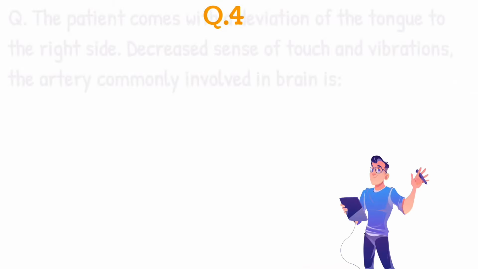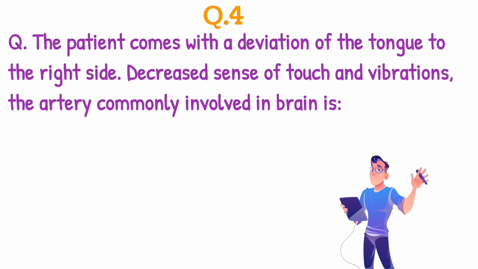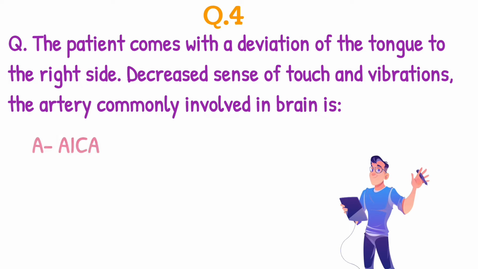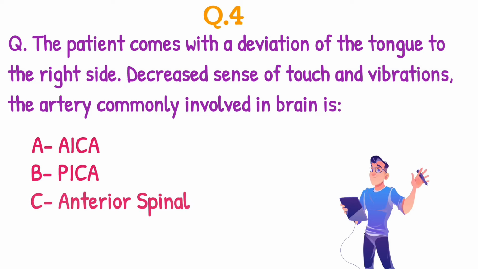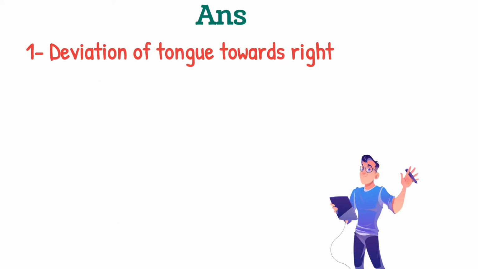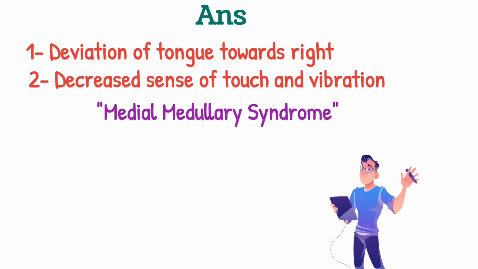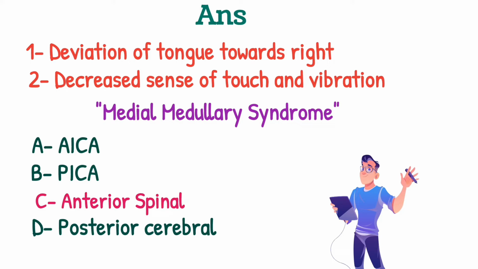Here comes the tricky one. Question 4. Please read the question and the options carefully. The catch points are deviation of tongue towards right and decreased sense of touch and vibration. This is medial medullary syndrome caused by occlusion of anterior spinal artery, so option C is correct.